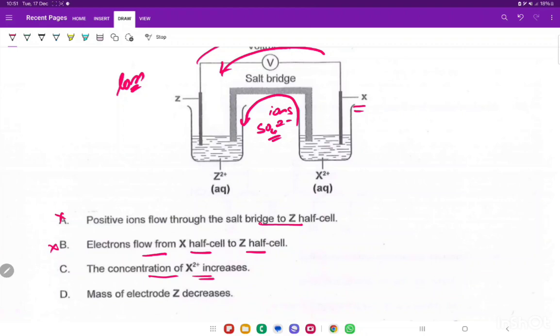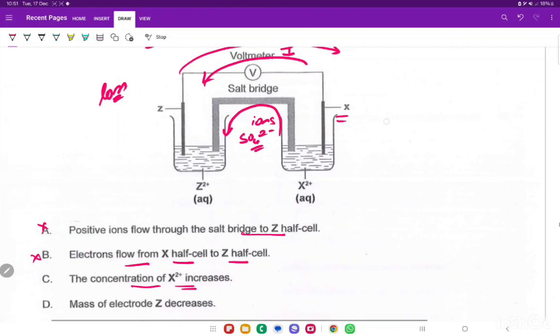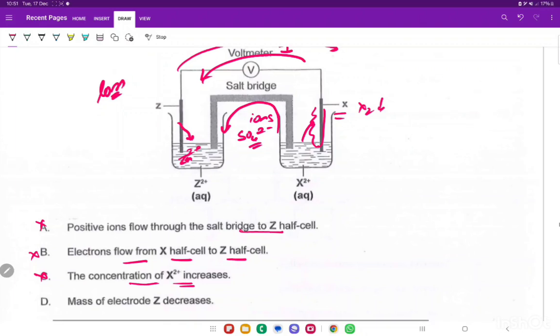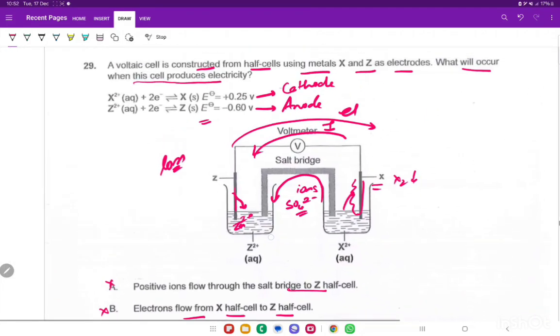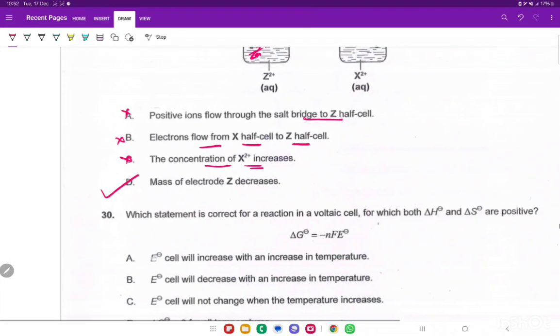The concentration of X2+ will increase? When this reaction takes place, the X2+ ions accept electrons and start depositing on the electrode. The concentration of X2+ will decrease, not increase. This is also wrong. The mass of the Z electrode decreases, because Z will dissolve and convert into Z2+ ions. Slowly, Z will be used up and the mass of the Z electrode will decrease. Option D is the correct answer for question 29.